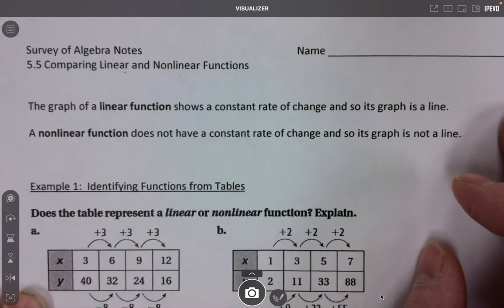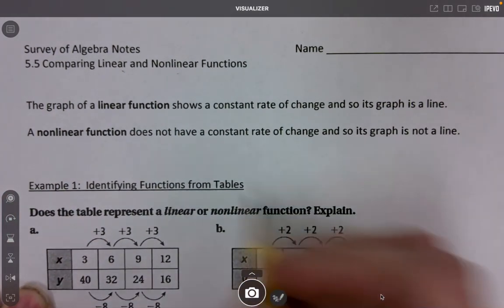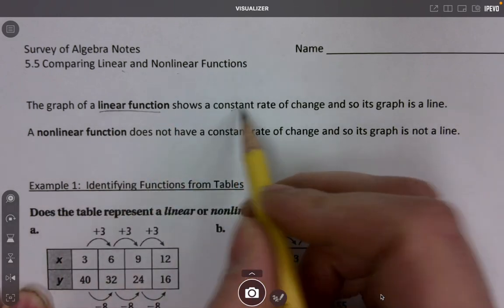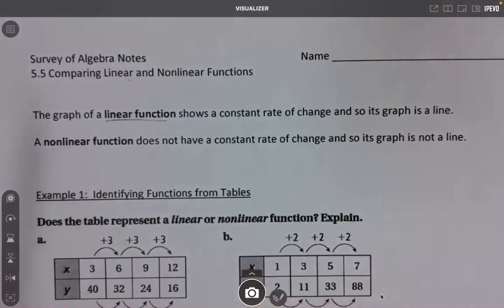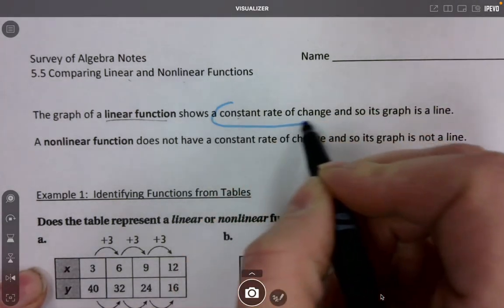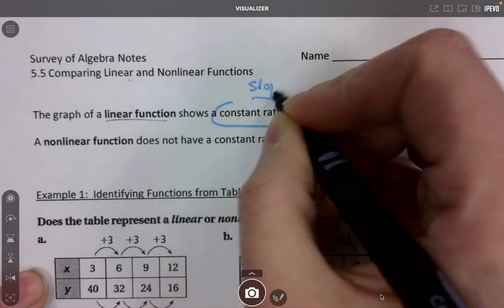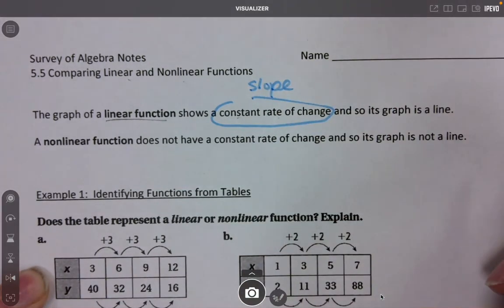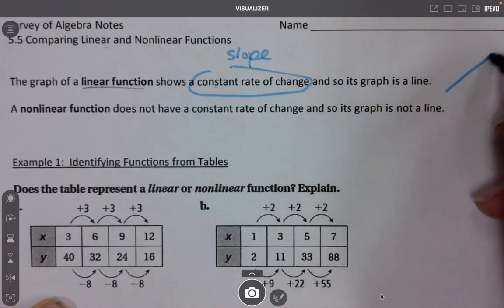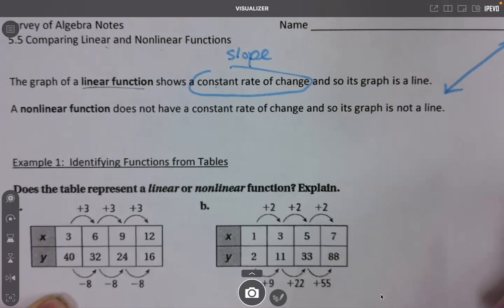So up until now, we have only worked with linear functions. The graph of a linear function shows a constant rate of change. So when we think of the words constant rate of change, that's really our slope. And its graph is a line. So when I say line, I mean a straight line.